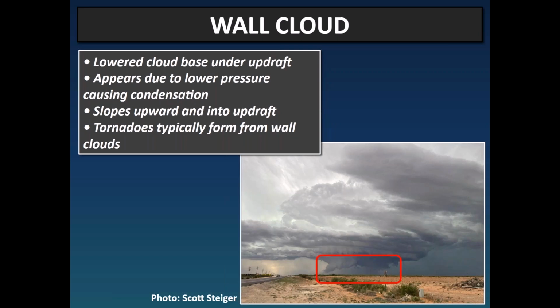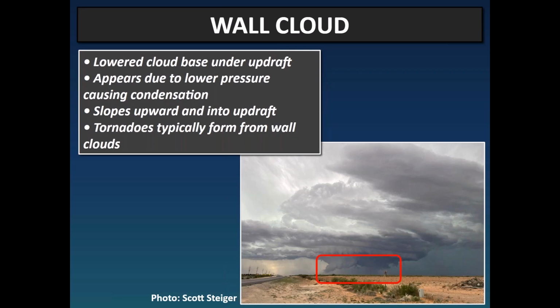So what is a wall cloud? So you might have heard in the other SKYWARN talks, or if you've heard about this, it's a lower cloud base under an updraft. It's where the updraft is stronger. It appears due to lower pressure under that stronger portion of the updraft, which causes condensation, and it slopes upward and into the updraft. So basically, if you draw a line from where it starts towards the updraft, it should follow in that direction. And tornadoes typically form from wall clouds.